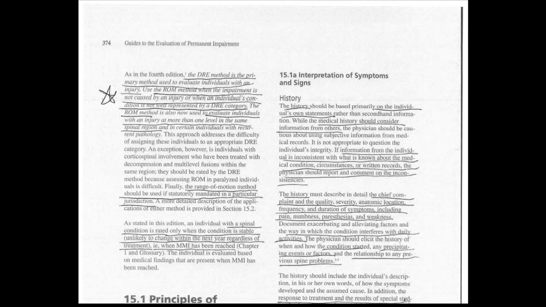They are not. Okay, so it says a spinal condition is only rated when it is stable, unlikely to change within the next year, regardless of treatment. What's that called? MMI, maximum medical improvement. And we cover that in detail. That MMI is based on the science of the 3 phases of healing. So it all starts with knowing the basics of the 3 phases of healing. That takes us to MMI. And then from there, we have to know subjective, hybrid, and objective evidence to help support the impairment. Okay, so let's go into this here.